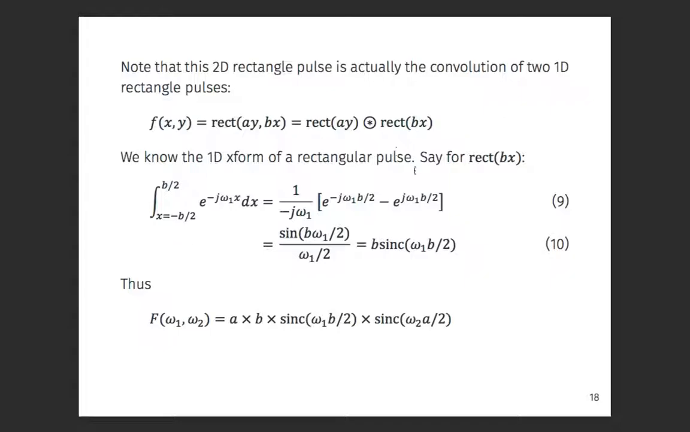Anyway, because we know that the rectangle becomes a sinc function, and because we know that this is a convolution, and the convolution in the Fourier domain becomes a multiplication, the final Fourier transform that we're looking for is basically this entire expression, which is just the two sinc functions multiplied, so the sinc function in x and y, basically.